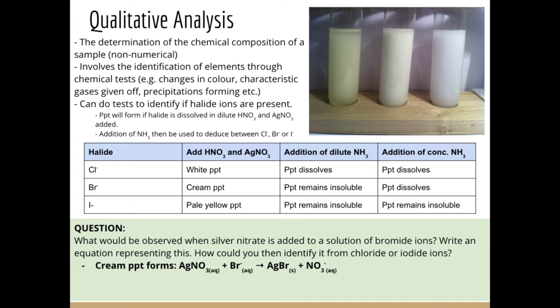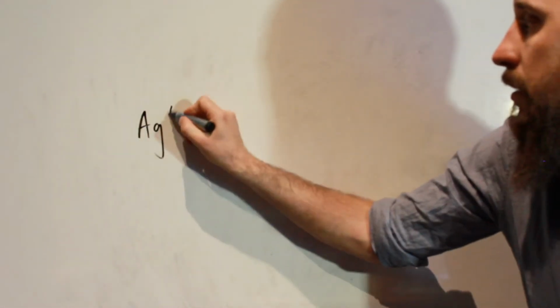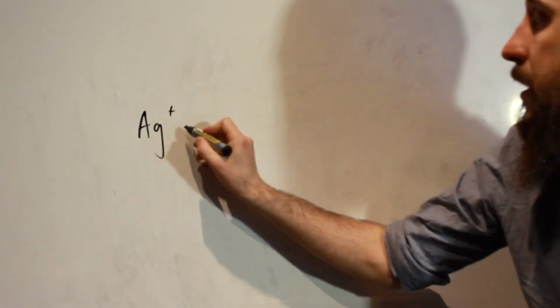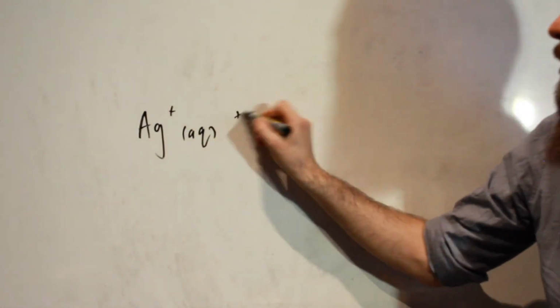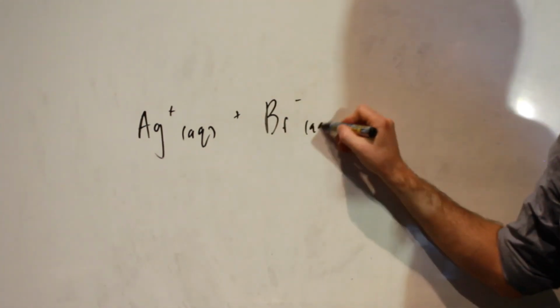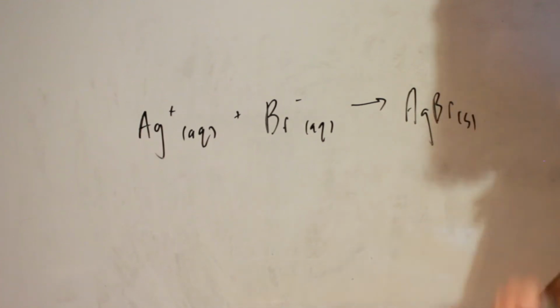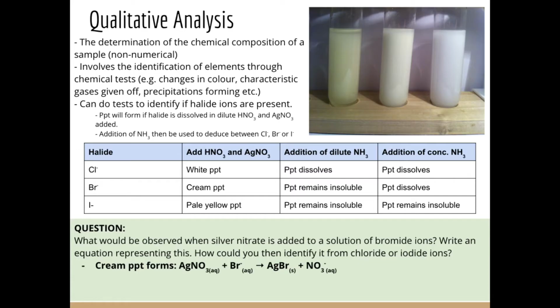Now we can simplify this further to an ionic equation, where we just show the silver ions, which are in the silver nitrate, reacting with, in this case, our bromide ions, which are in the solution, and we form the silver bromide solid, because it is the precipitate.